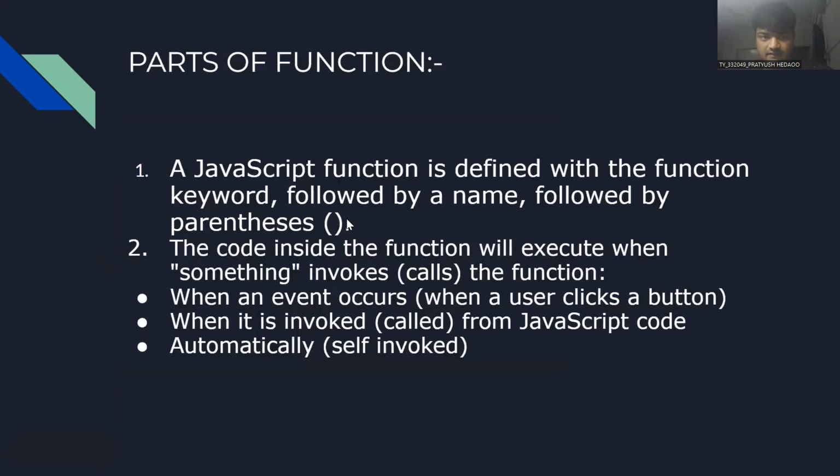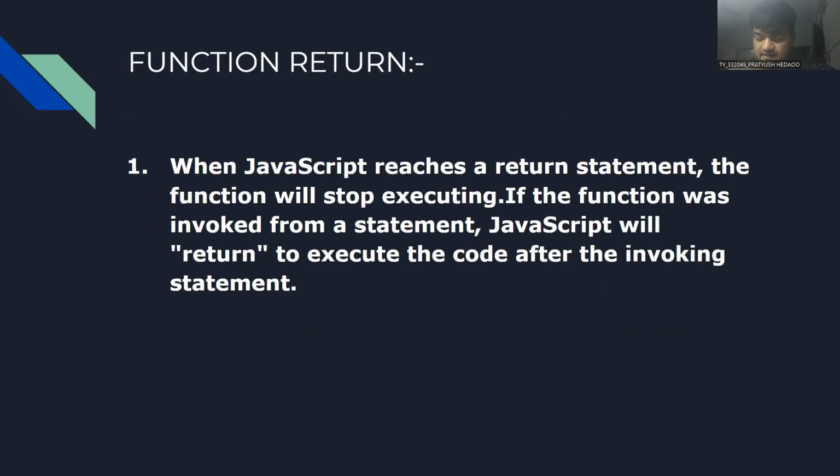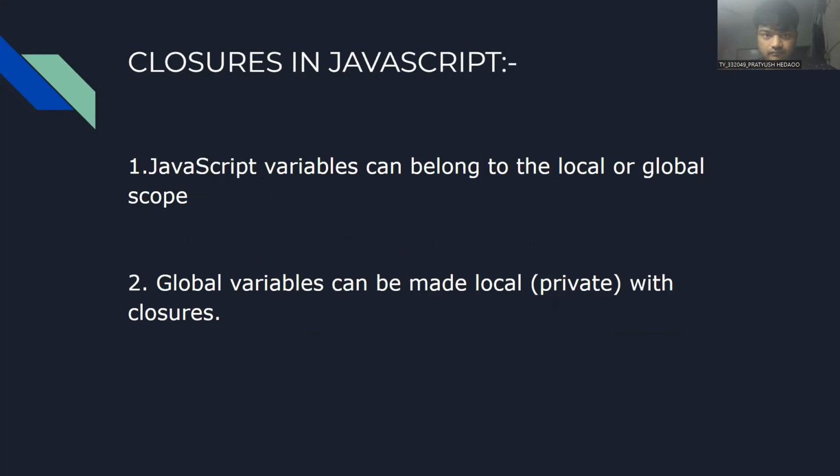So I explained the parts of the function: the parenthesis, where you give the parameters of the function, and then the return part, which is the most important one, because if the function is invoked from a statement, JavaScript will return to execute the code. Each and every time the code is executed and the return statement is invoked, we get a return value.